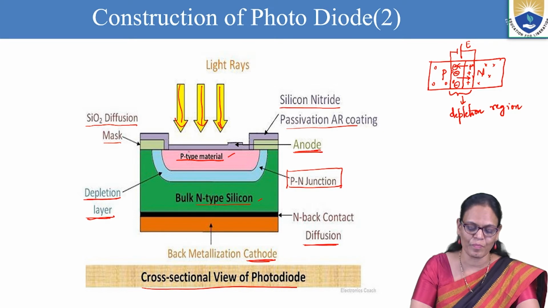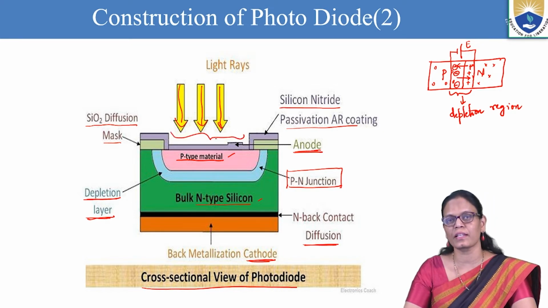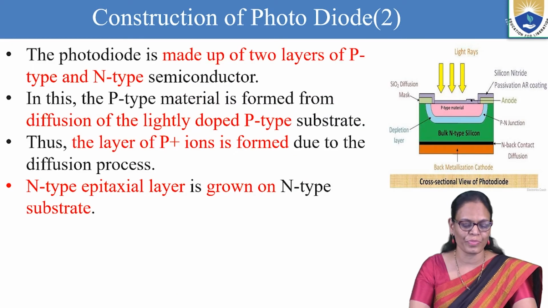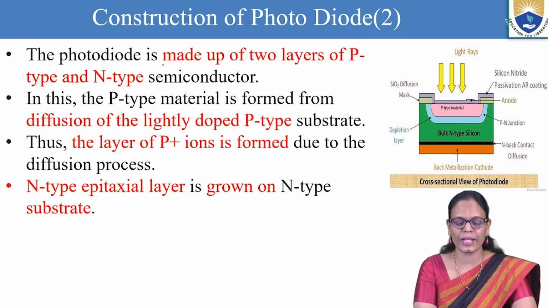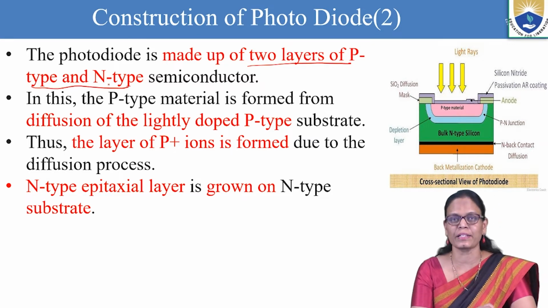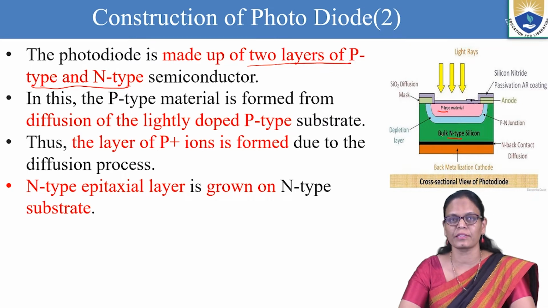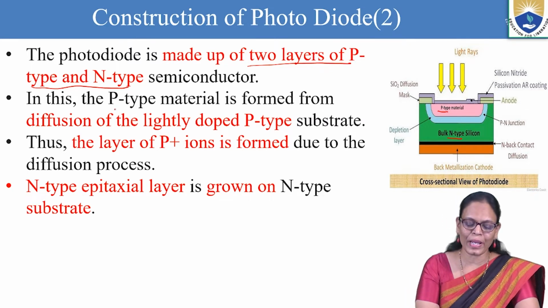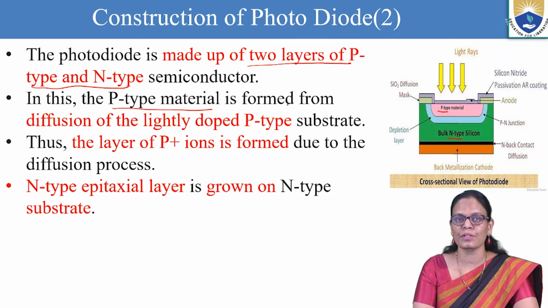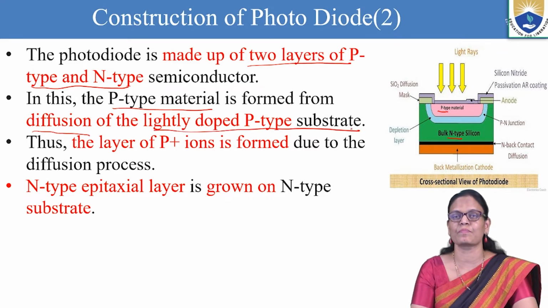This is the region, I can say, where light is incident. Now let us understand the construction step by step. So the photodiode is made up of two layers of p-type and n-type. So we have seen two layers. This is p-type and this is n-type. So p-type material is formed by the diffusion of lightly doped p-type substrate.